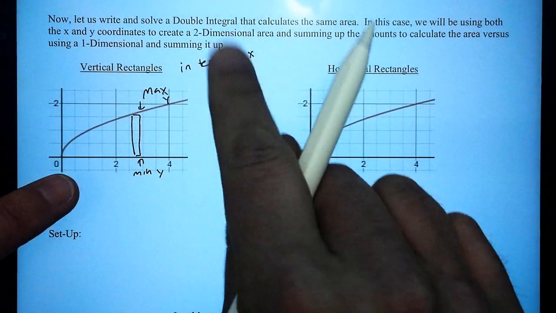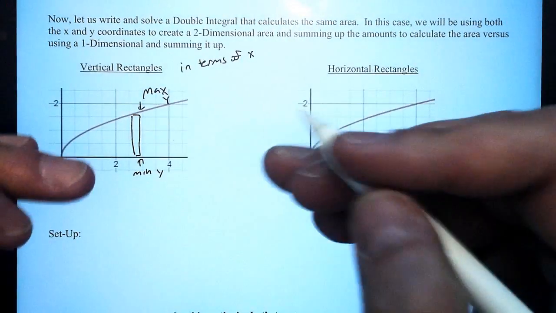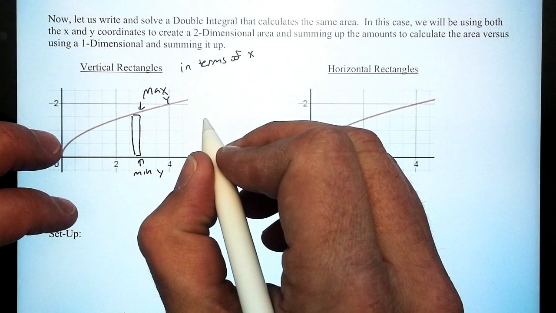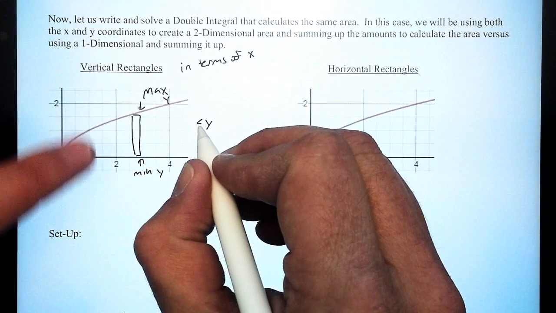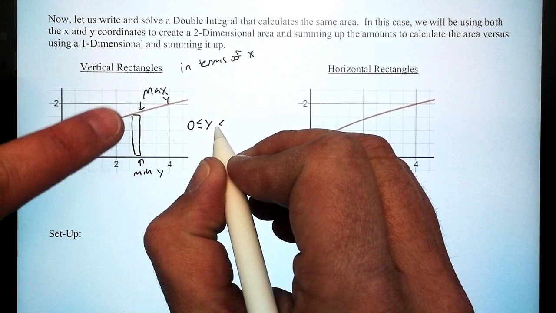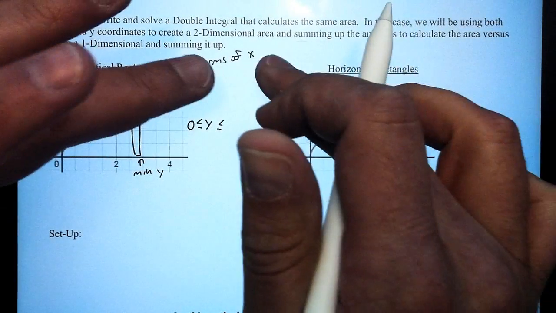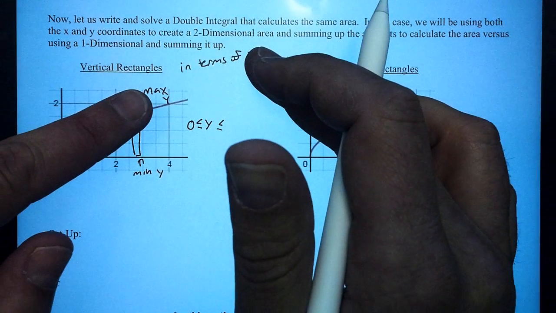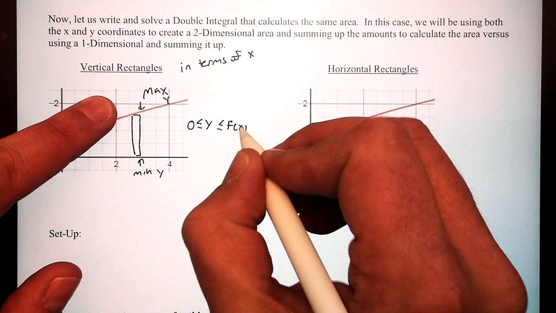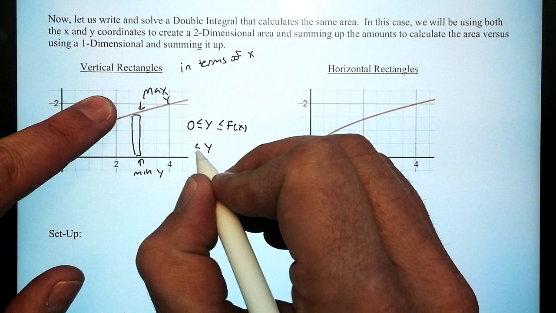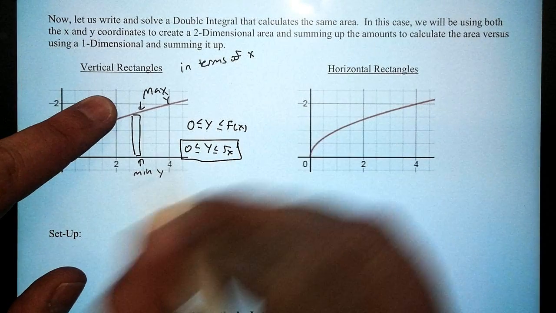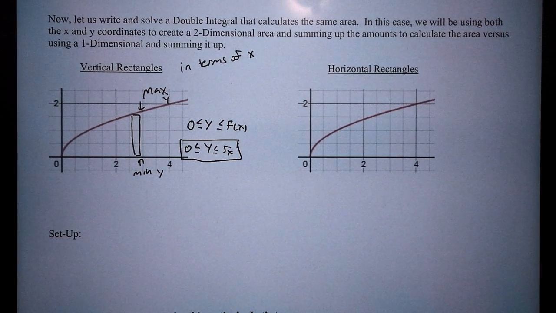Because we're in terms of x, that also means we always do the vertical first. That's why I start with the vertical rectangle. So that's going to give me my change in my y values. What's the smallest my y value is going to be? Well, that's down here at 0. What's the largest my y value is? Now remember, we're in terms of x here. So the biggest my y value is f of x, the function itself. I actually know what that is, so my y values are going to go from 0 all the way to the square root of x.